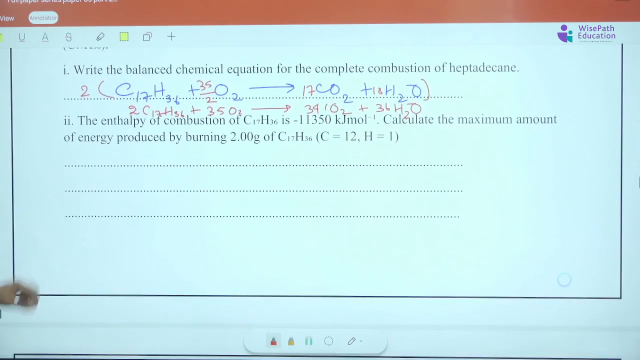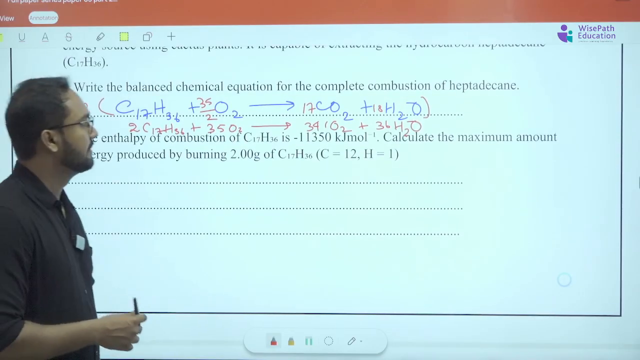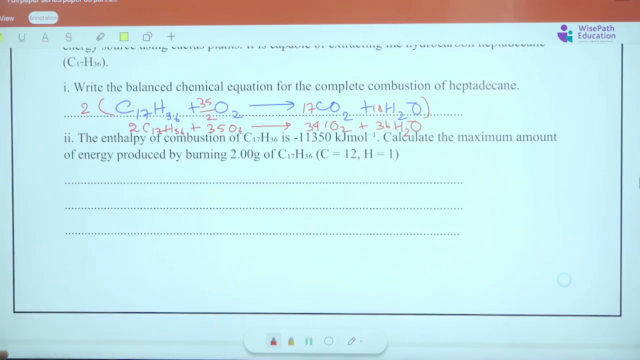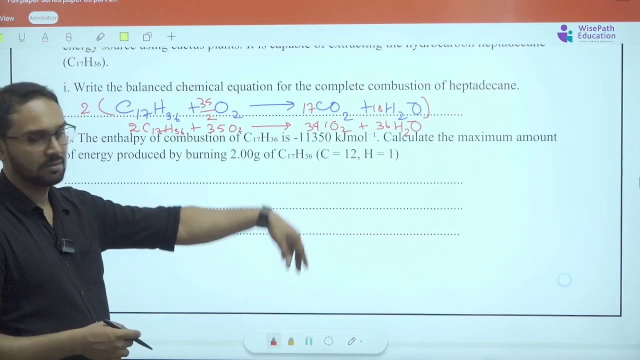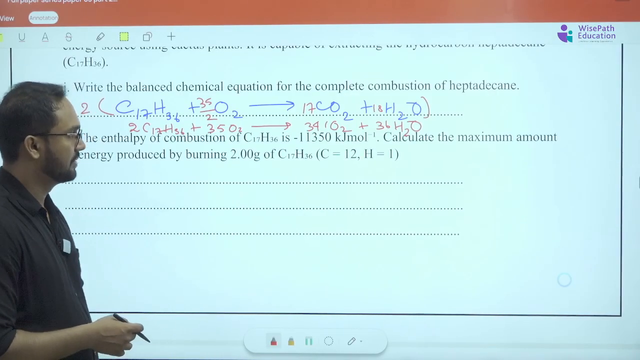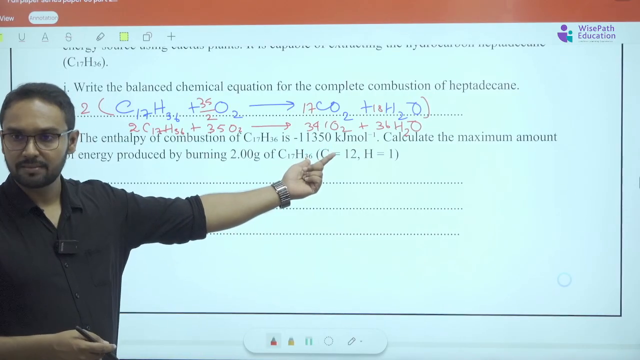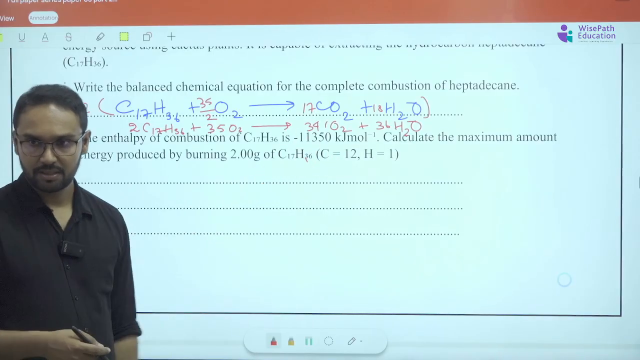Second one, the enthalpy of combustion of C17H36 is minus 11,350 kilojoules per mole. Calculate the maximum amount of energy produced by burning 2 grams of this. So how do you do it now? This is the delta H naught, the standard heat of reaction.